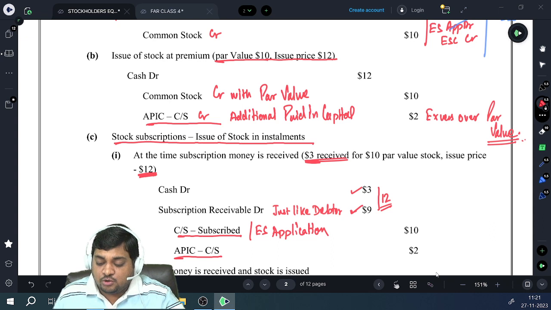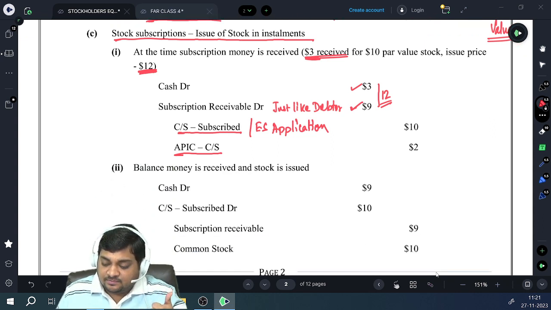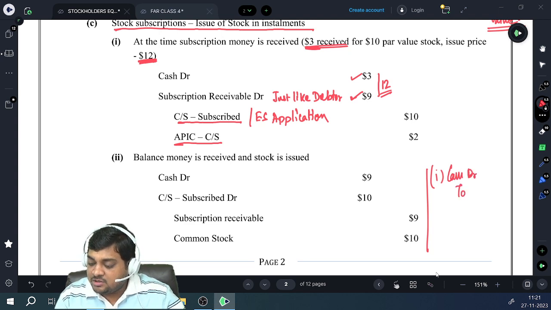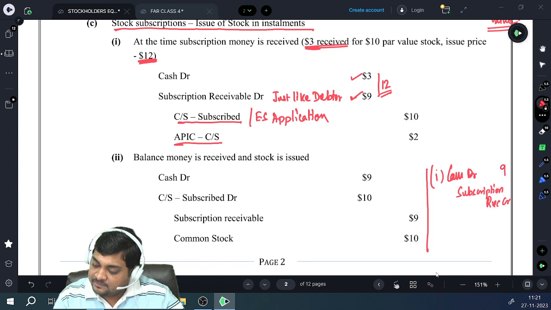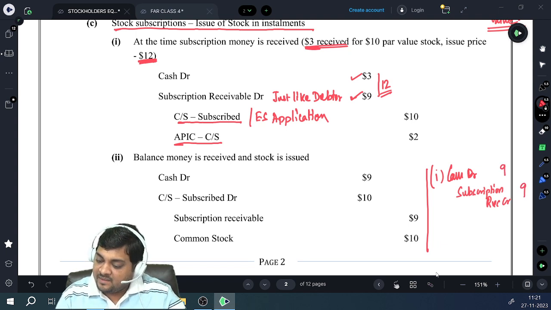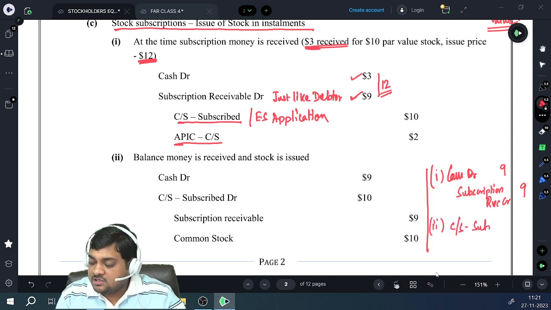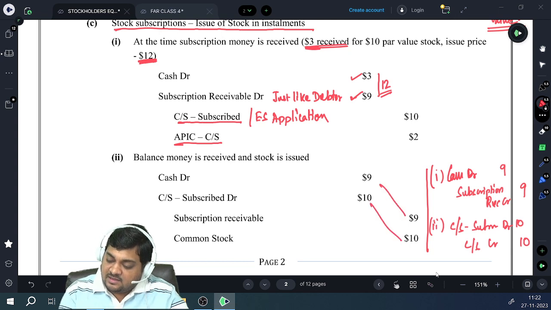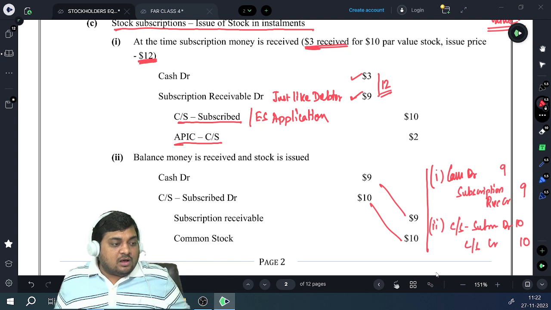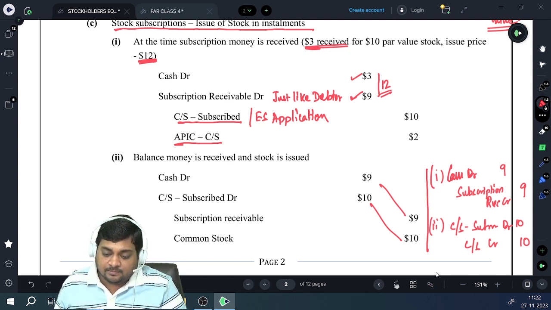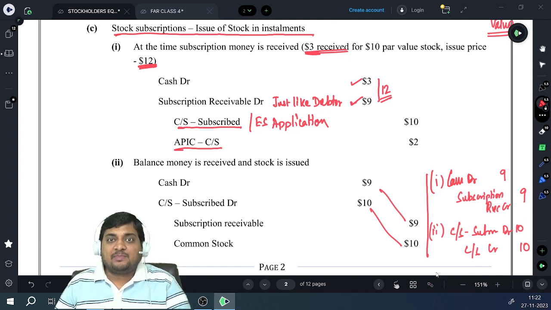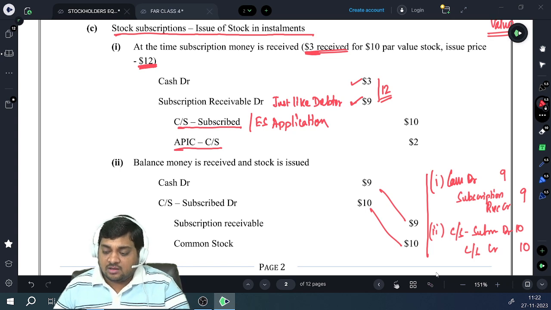If you receive the balance money and the stock is issued, you can split it and do 2 entries, no problem. I have combined them, but you can do 2 entries. Number 1, debit cash and credit subscription receivable. Then you issue stock: debit common stock subscribed and credit common stock. You can show 2 different entries, not a problem. No need to show one single journal entry. We show the debtor for the balance amount receivable, and later when we receive it, we simply issue stock. That's it, nothing else.